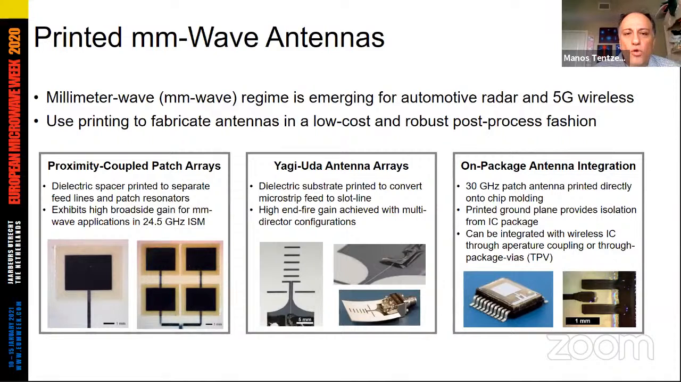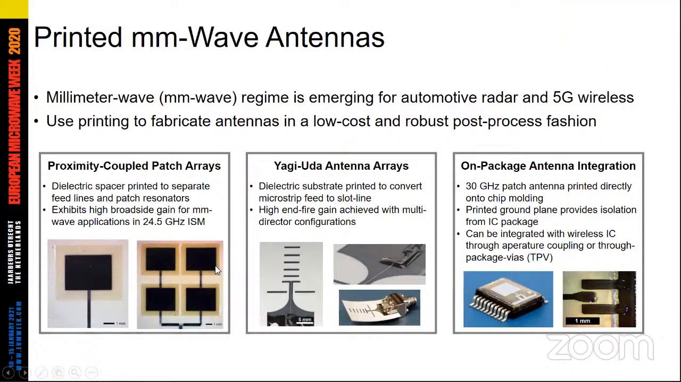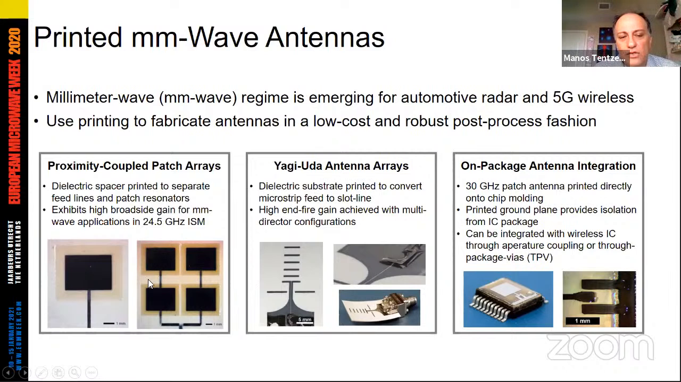I would say the whole field started about 5 to 7 years ago in terms of millimeter wave implementations, initially addressing the need for on-package, in-package antennas. That's a 30 gigahertz patch antenna printed directly onto chip molding, and then printed vertical interconnects, flexible Yagi-Uda antenna arrays with a broadband feeding mechanism, and then proximity coupled patch arrays for phased array implementations where we needed to pattern the substrate to minimize interference. Here you can print the feeding, you can print effectively 3D cavities of arbitrary shapes below the resonators, and then the resonators themselves.